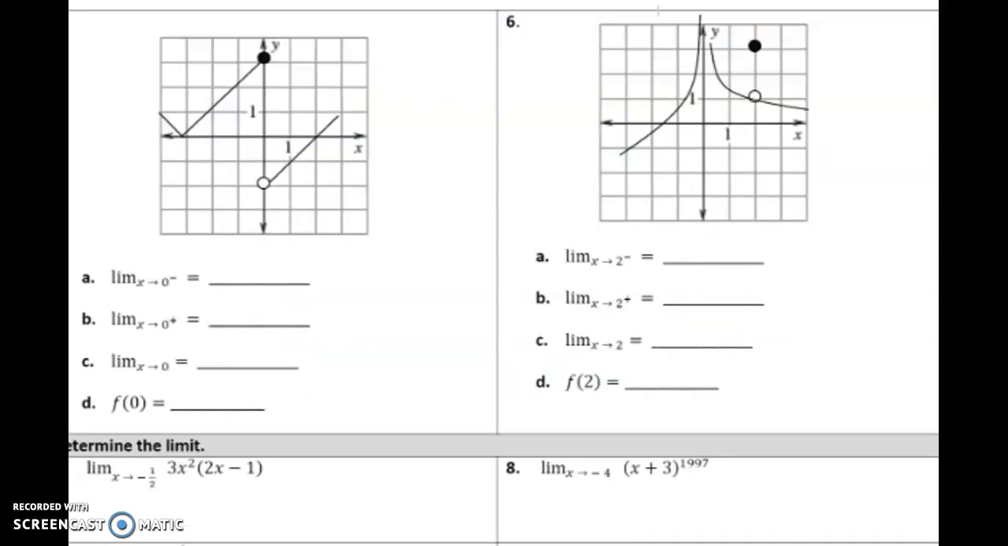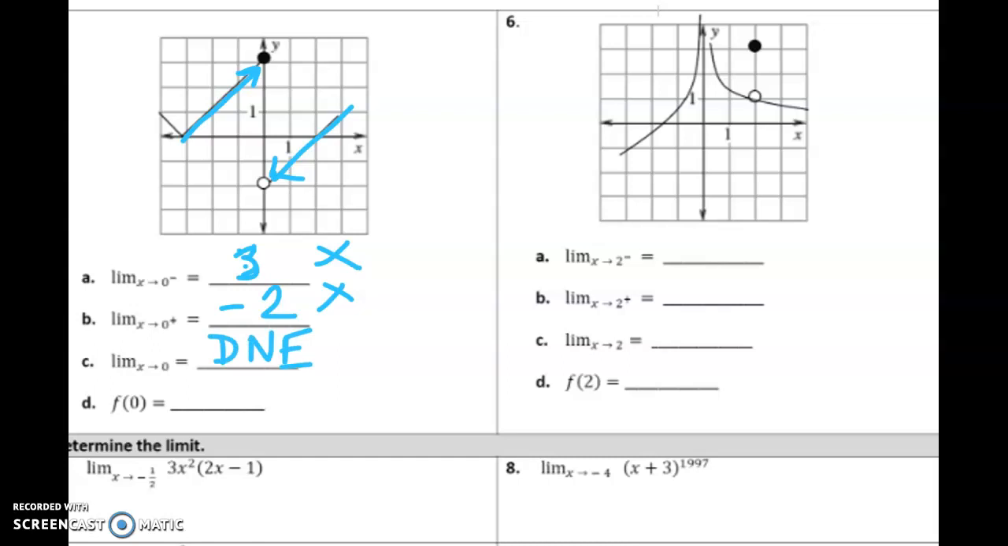So for number 5, on the next page, it says, what is the limit as x approaches 0 from the negative side? My targeting value looks like a y value of 3. What is my limit as x approaches 0 from the right? That looks like a targeting value of -2. The left-handed limit and the right-handed limit do not agree with each other. Therefore, the limit as x approaches 0 does not exist.